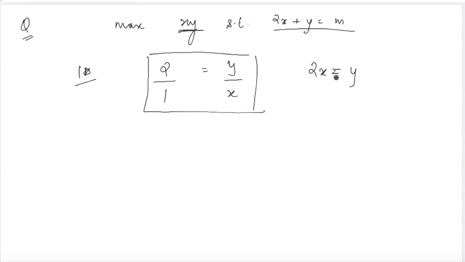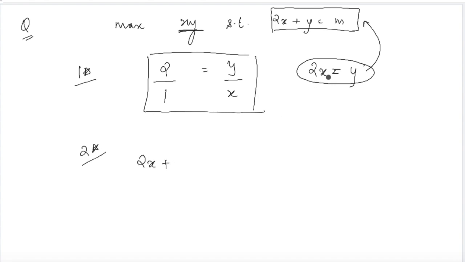We cannot find a unique solution of x and y by just looking at this equation. So we need a second equation in x and y, which will basically be the constraint equation. Because we want to solve this problem, it is important that this condition is satisfied here. So we can substitute for y: y has to be equal to 2x. So 2x plus 2x should be equal to m. That is 4x should be equal to m, or x should be equal to m by 4. The optimum value for x will be m by 4.